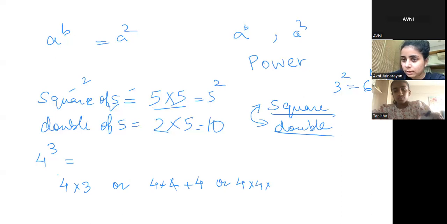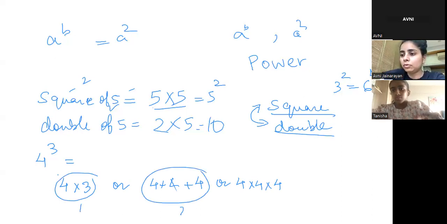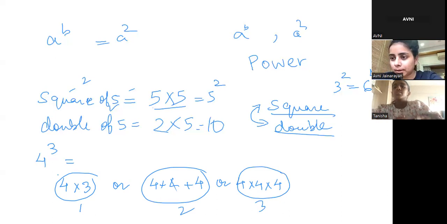Okay. Now, Tanisha, you tell me, which equation did you choose, 1, 2 or 3? The third one. 4 into 4 into 4. Yes, and then I wrote 3 multiplied by 4, and then the answer I got is 12. That is wrong. When you wrote 4 into 4 into 4, up to here you were correct. Into 4 is not 3 multiplied by 4.